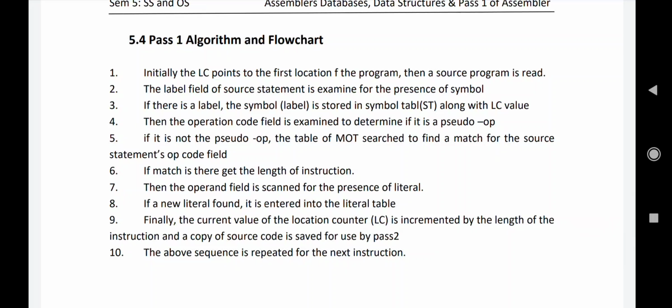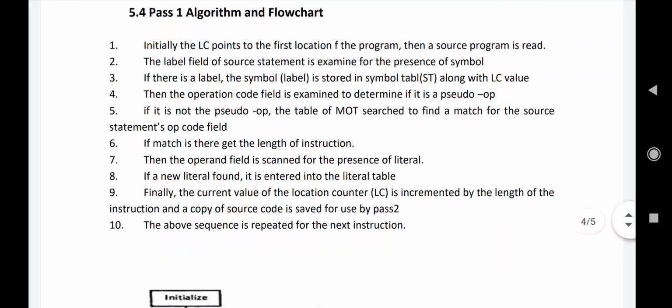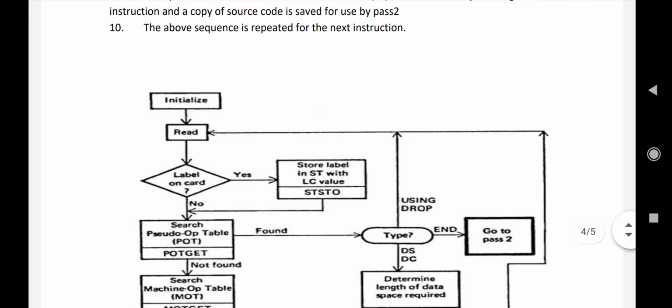Finally, the current value of the location counter is incremented by the length of the instruction that has been executed, and then you should copy the source code, which is saved for further use by pass 2. So this above sequence of instructions, that is steps from step 1 to step 9, should be repeated for each instruction that is encountered during the pass 1 of the assembler phase. The same algorithm can be represented in the flowchart below.